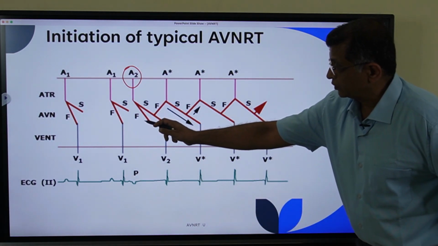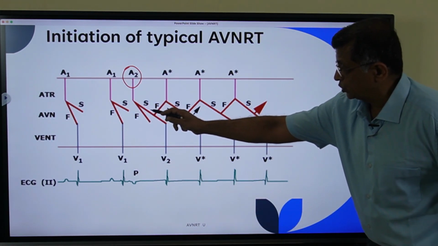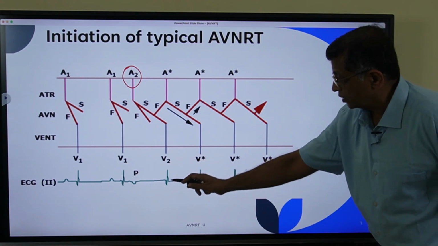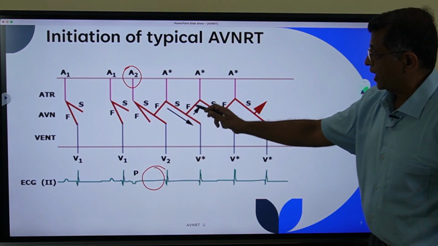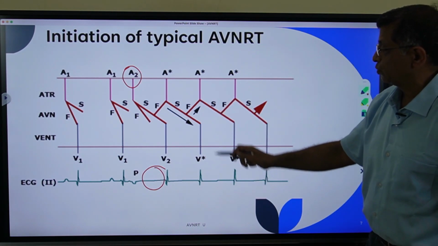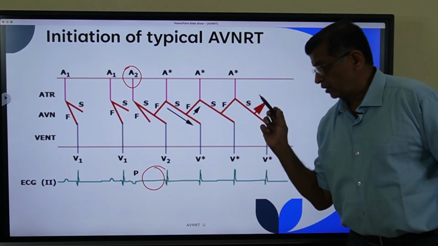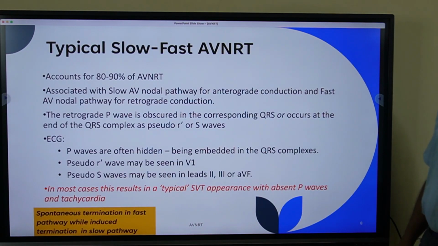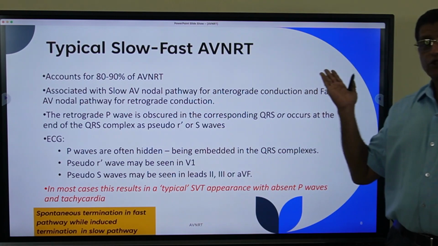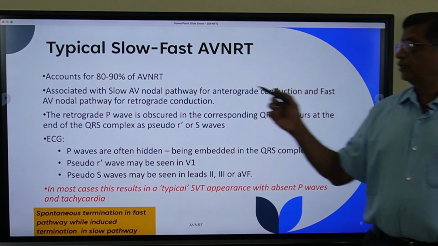The fast pathway is now refractory, so it goes through the slow pathway, it goes to the ventricle, giving rise to a longer PR. At the same time, it goes back upwards through the fast pathway, causing what is called AVNRT. So this is the typical slow-fast AVNRT. Why is it called typical?